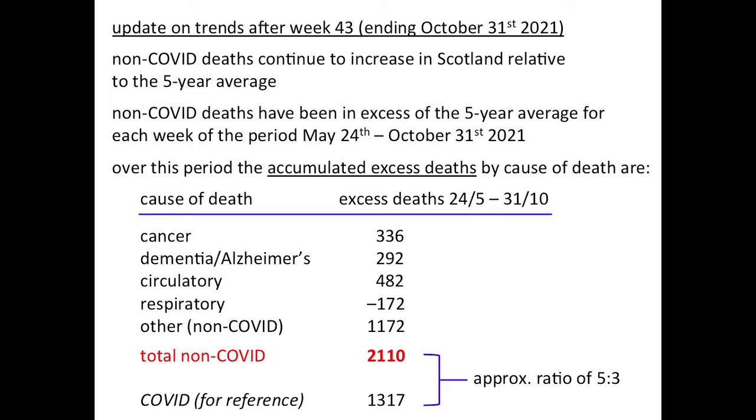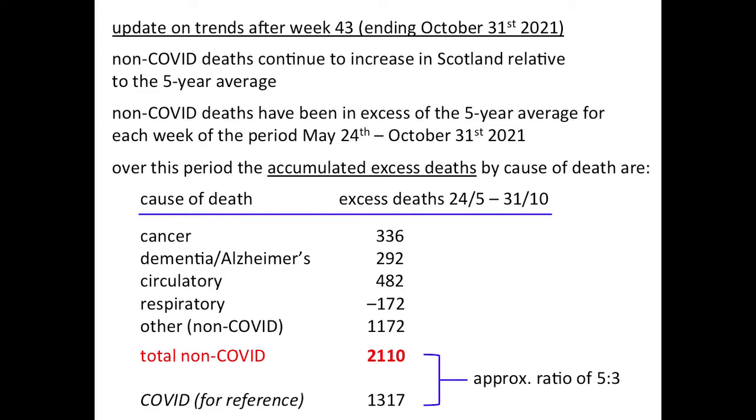Now, to put that into perspective, we can say, well, how does that compare as an excess death total to the deaths due to COVID? Because they are by definition excess, because there were no COVID deaths prior to 2020, as far as we know. Well, the COVID deaths in this period, late May to end of October, are 1,317. And I think this is a very interesting and possibly quite stark comparison.